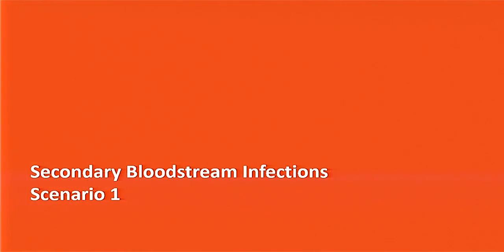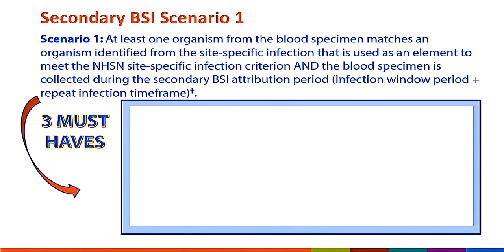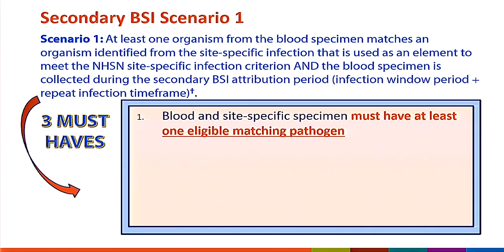So let's talk a little bit more about scenario one first. So there really are three must-haves for BSI scenario one for secondary. That is that the blood and the site-specific specimen must have at least one eligible matching pathogen. Now, it is possible that the blood specimen may have other organisms that are not identified from the site-specific specimen, and that's okay. We would consider the whole blood specimen to be secondary if all of the criteria are met, including the non-matching organisms.